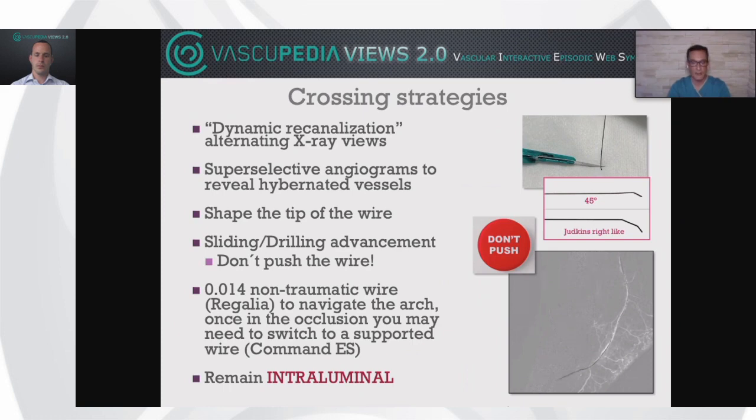track for our wire. We shape the wire in a conventional way, 1 or 2 millimeters to the tip, 45 degrees. And if we want to engage the ostium, we perform a double curve in sort of Judkins Right-like shape. If the vessel is patent, we gently slide the wire. And if we end up in an occlusion or a high stenosis, we drill our wire. But never, ever push your wire, because these sort of vessels can be easily dissected.